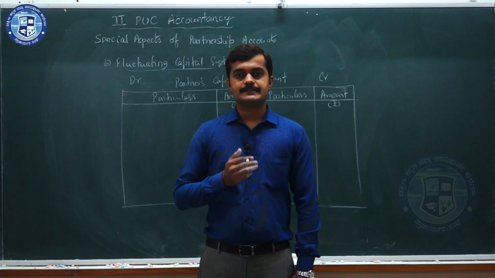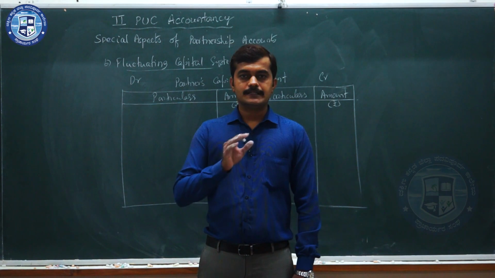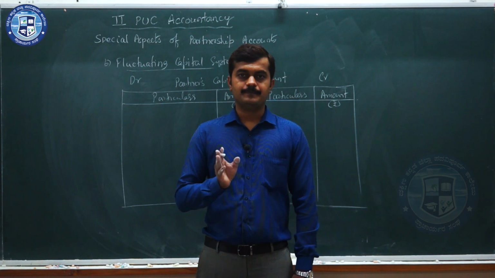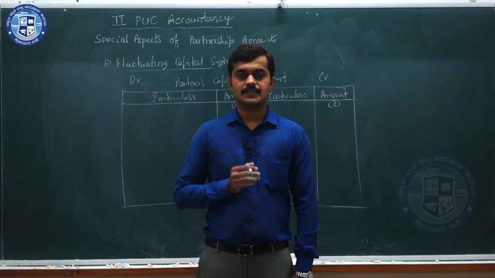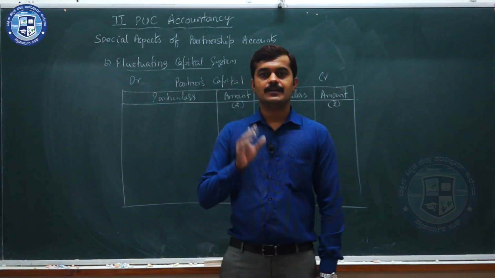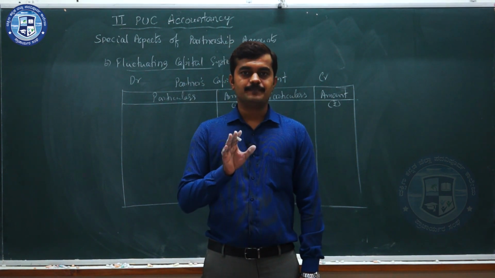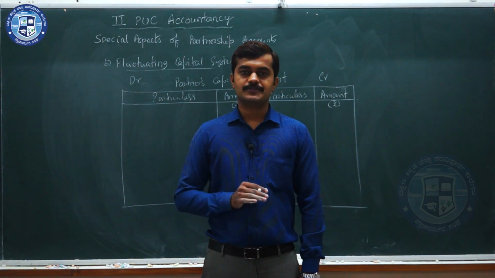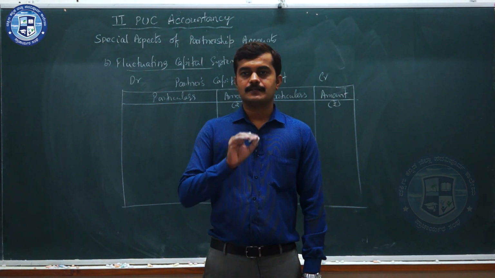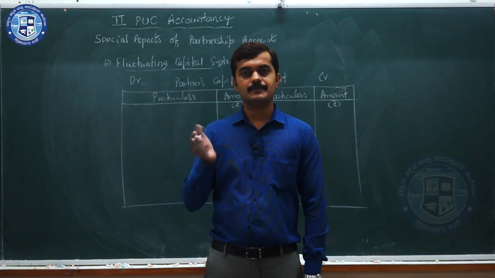So coming to the second system, that is fluctuating capital system. Here the capital account balance of any partner will fluctuate from year after year, because we are going to record all those 7 transactions in only one account, that is capital account. In this system, we will not prepare current accounts for partners.